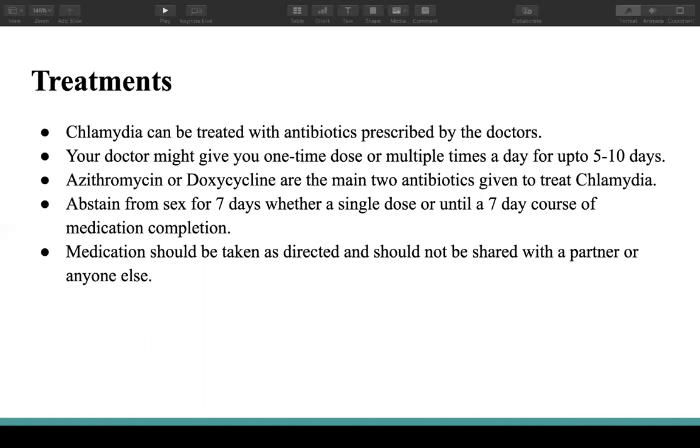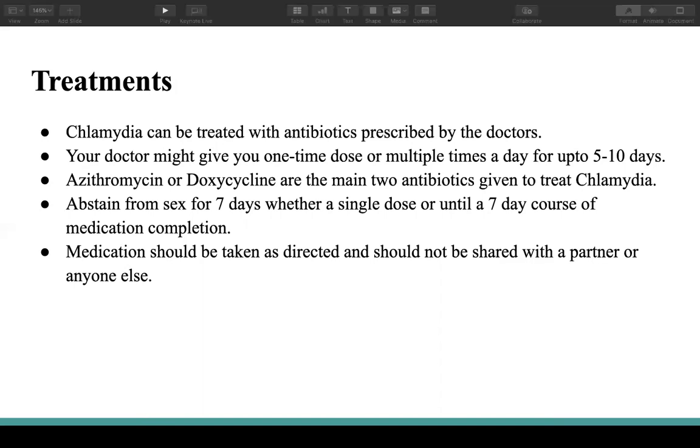Treatment for chlamydia: it can be treated with antibiotics, which are only prescribed by the doctor. These antibiotics can be a one-time dose, or it can be a many days course, multiple times a day. The antibiotics that are used to treat chlamydia are azithromycin or doxycycline. These are the main two antibiotics which are given to treat chlamydia.